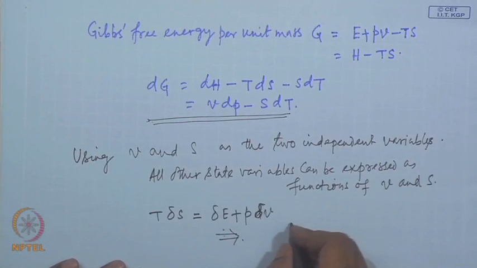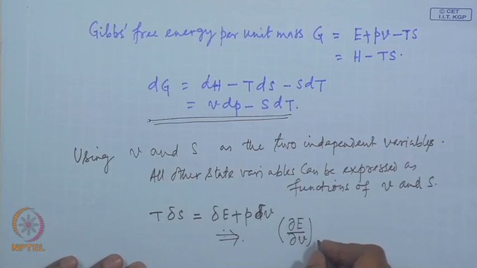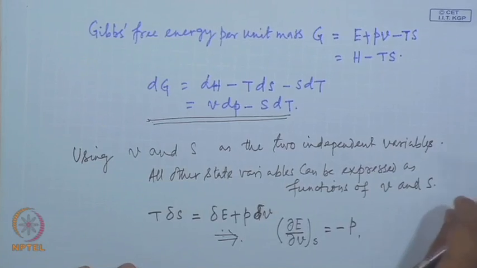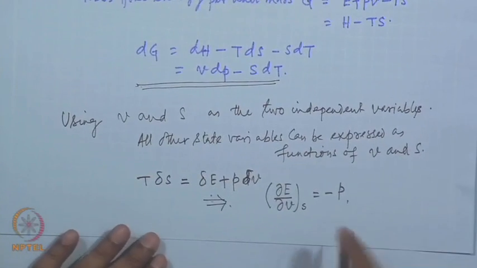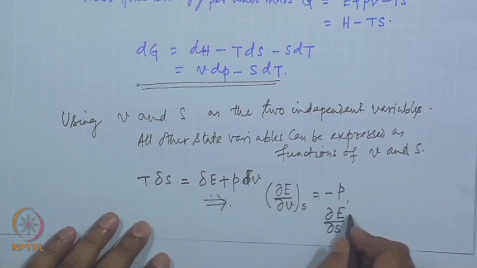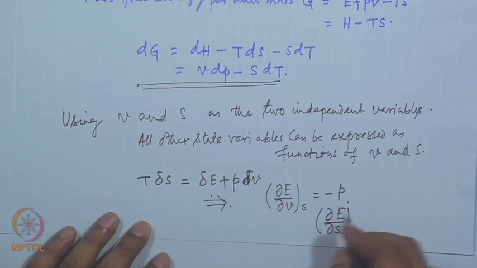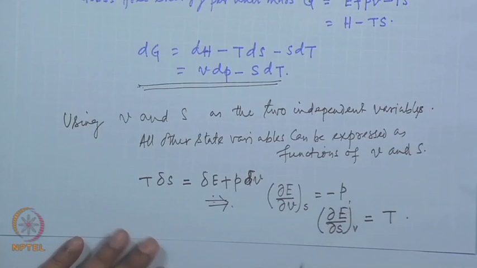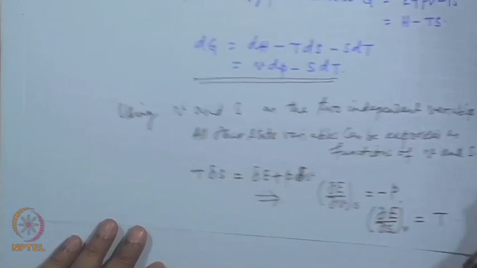This implies that we have dE/dV at constant entropy equal to minus P, and also dE/dS at constant volume equal to T. So, we have obtained new definitions of pressure and temperature.